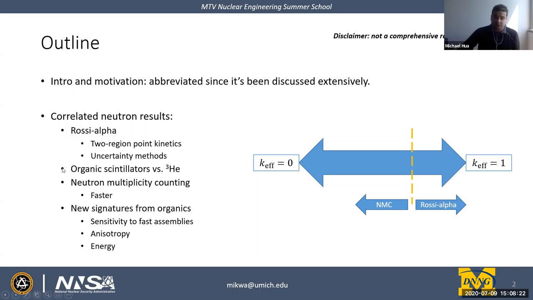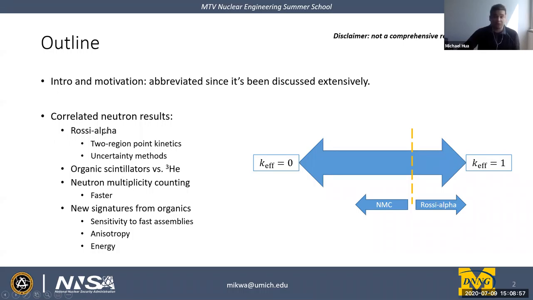I'm going to talk about organic scintillators versus helium-3 detectors, which has also been a theme of this summer school because that's a theme of Professor Sarapozzi's group. But they really do give us a bunch of additional capabilities. So I will talk about those additional capabilities, which include some specific examples and also just the fact that organics are faster. They give you spatial information, so you can look at anisotropy or the non-uniform distribution of signatures in space and energy.